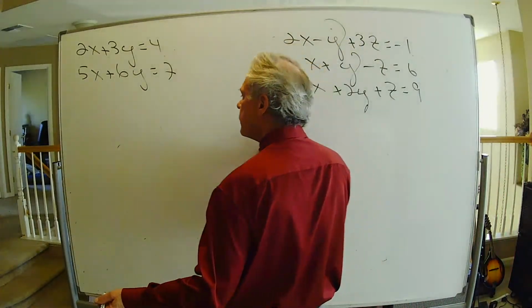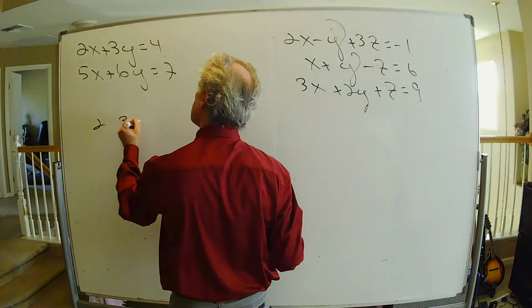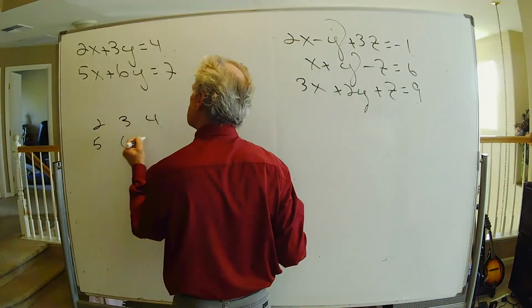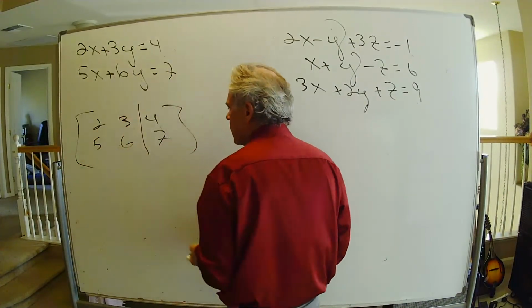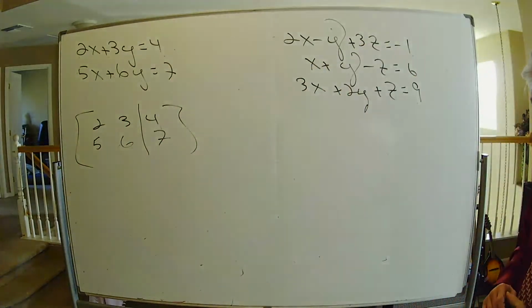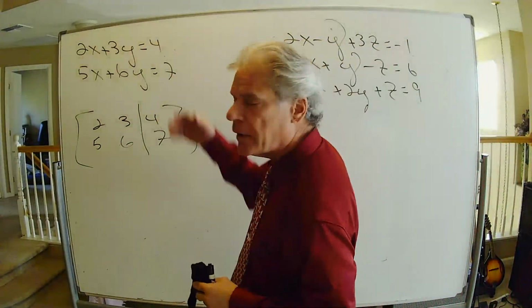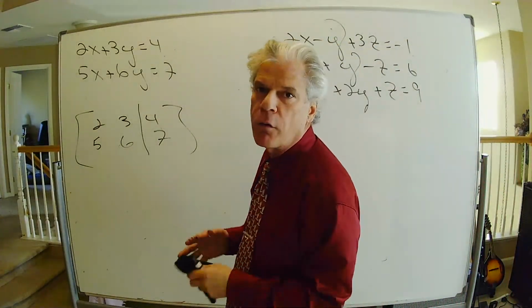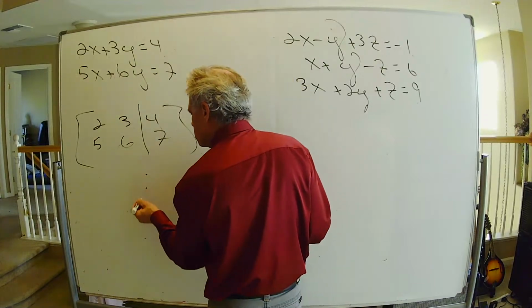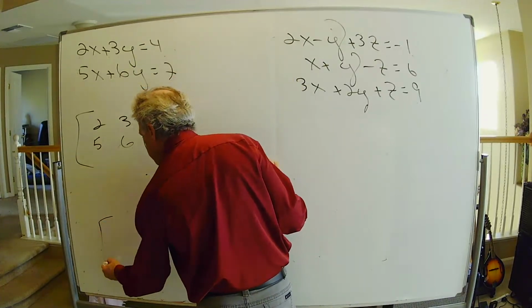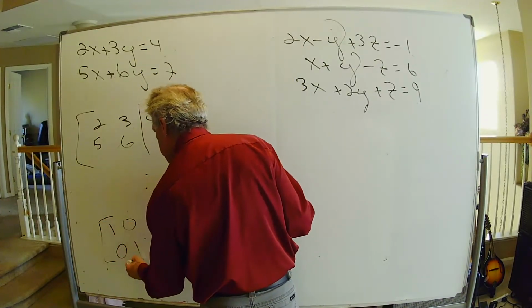For example, I have a tendency to put a vertical bar where the equal signs used to exist. This augmented matrix represents that system of equations. It allows me to just not write the variables over and over again. Now, if I had some tools in my back pocket that allowed me to massage this matrix in such a way that I can transform it into this one.